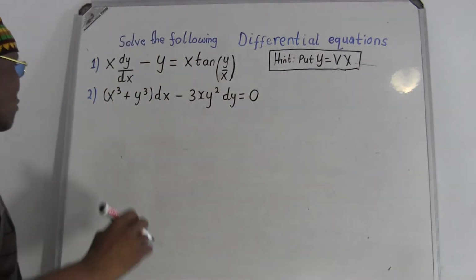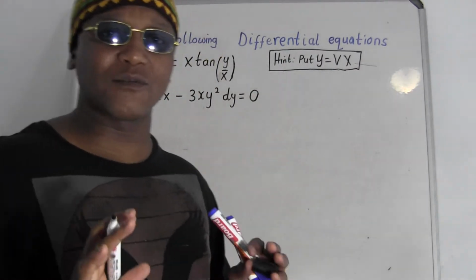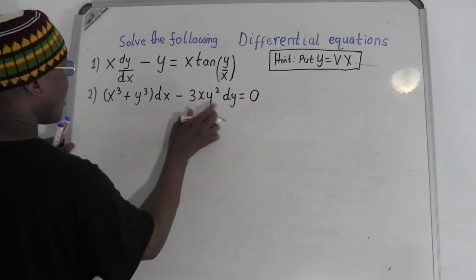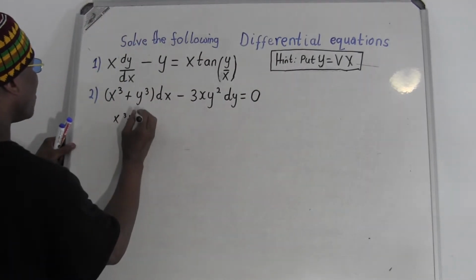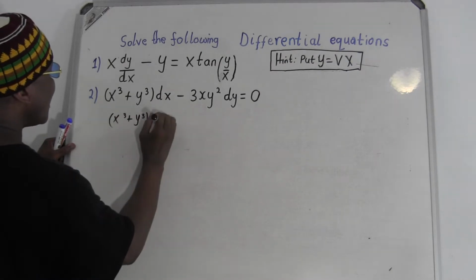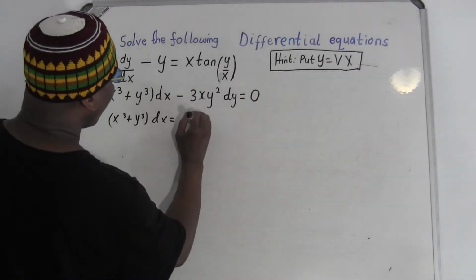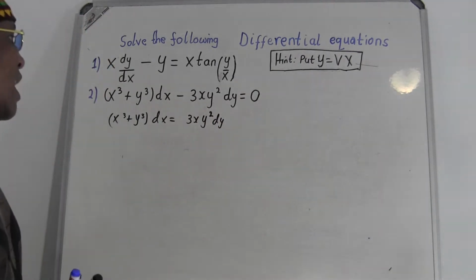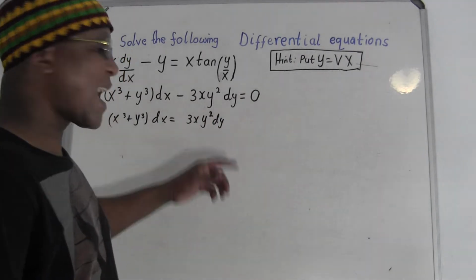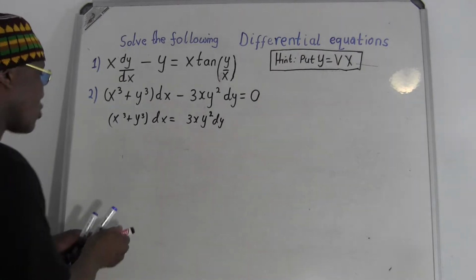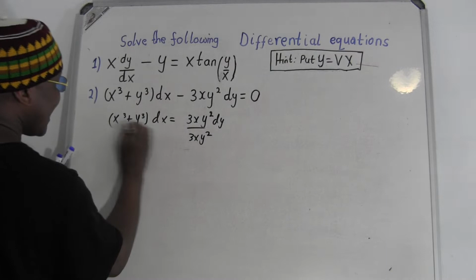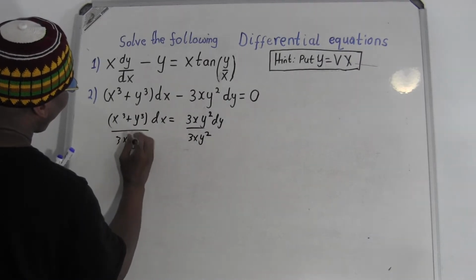So what I'm gonna do, in phase number 2, let me try to rearrange this stuff in the right way. So I'm gonna take this over. So this is gonna go over, so here I'm gonna be left with (x cubed plus y cubed) dx equal to 3x y squared dy. And the next thing I'll do is divide by 3x y squared throughout. So divide by 3x y squared, and here it's going to be 3x y squared.